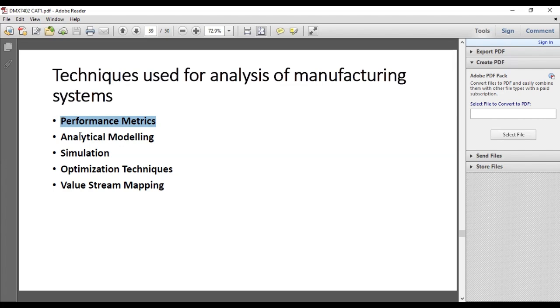The other one is analytical modeling. We will be modeling the manufacturing system with mathematical equations, and the simulation. It is the same: we'll be simulating the models for which equations are created, run on a computer. And there are optimizing techniques, and also another called value stream mapping. Just remember the techniques that we use to analyze manufacturing systems.